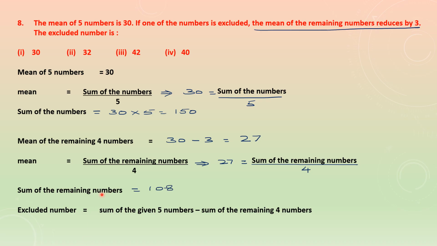So what do we have? We have the sum of the 5 numbers, which is 150. Now we have the sum of 4 numbers, which is 108. To find the excluded number, we have to subtract the sum of the remaining 4 numbers from the sum of the given 5 numbers. So that is 150 minus 108, and that is equal to 42. That means we've got our answer. The excluded number is 42. So let's circle that. That is option 3, 42.